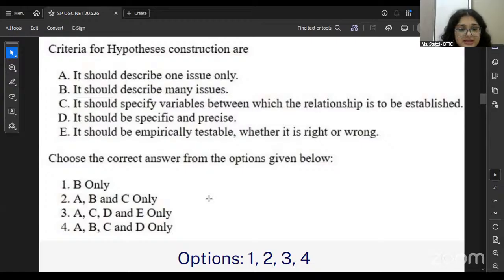And then when I read the last statement, it should be empirically testable, whether it is right or not. Again, that is connected to the previous 2 points, and in general, to my understanding of what a hypothesis is. Now, of course, if I can't test it, then what's the point of a hypothesis, right? So after doing a quick revision of the notes that I made in my mind, I came to a conclusion that options A, C, D, and E only are correct. And then I looked at the options and I was like, yeah, true. Option number 3, A, C, D, and E only, is there. So then I chose that as my correct answer.